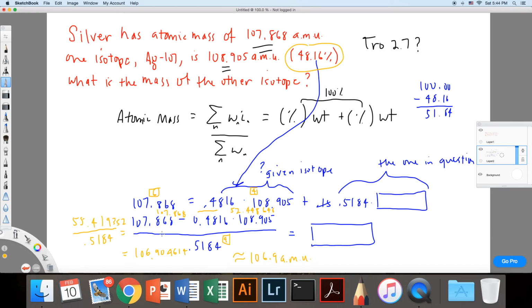AMU, okay? And again, the whole premise is the average. How are we going to get a weighted average? If you can understand the weighted average here for this kind of problem, you're going to be golden. Okay, I hope that's helpful.